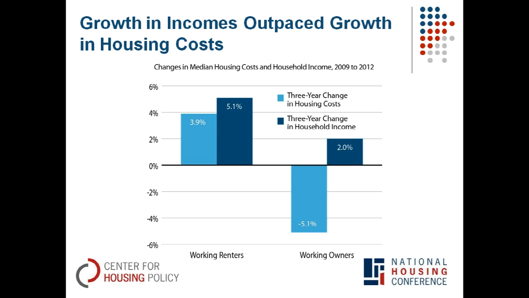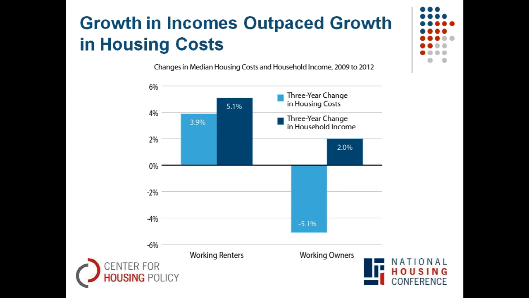Now, if you move to your right, you'll see a very different picture for working owners. You do see that working owners' income did rise just a little bit, by 2% between 2009 and 2012, but you see that their housing costs fell by over 5%. So that improvement that we saw in housing affordability for working owners, unlike working renters, really comes from the decrease in housing costs.